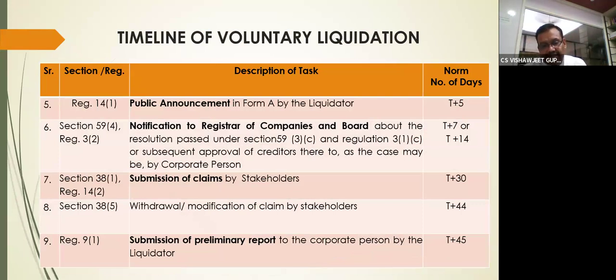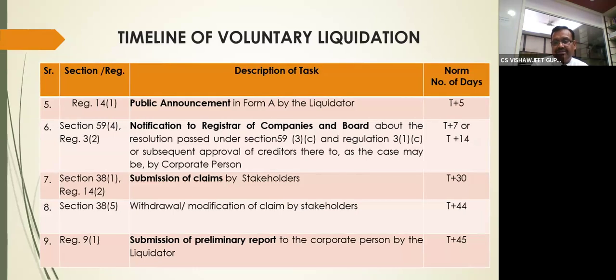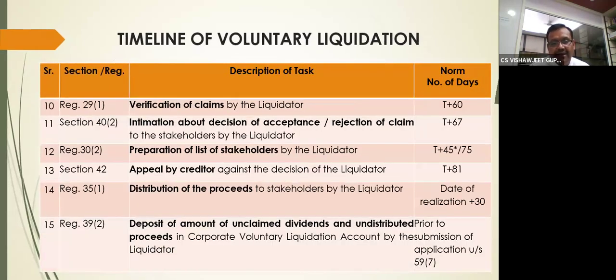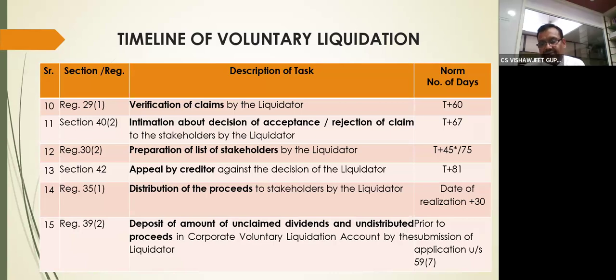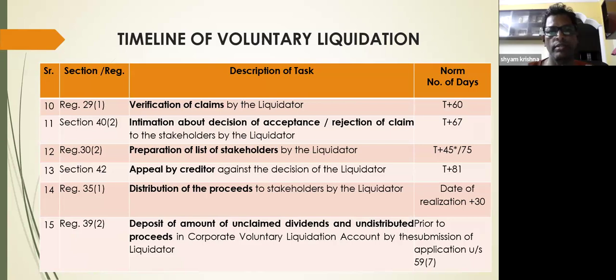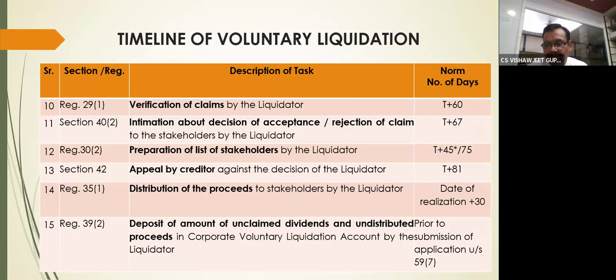Submission of claims within 30 days. Withdrawal or modification of claims by the stakeholders within 14 days from the date of commencement of liquidation. Submission of the preliminary report within 45 days from the commencement of the liquidation. Verification of claims within 60 days. Intimation about the decision of acceptance or rejection of claims within 67 days. Preparation of the list of stakeholders, that is 45 days or 75 days. If the company is having creditors, then within 75 days, otherwise within 45 days. Appeal by the creditor under section 42 within 81 days.